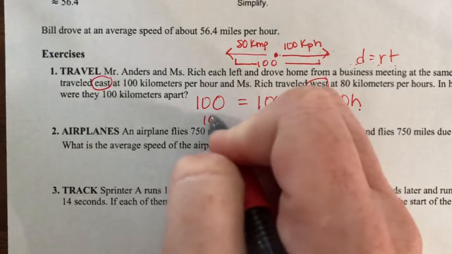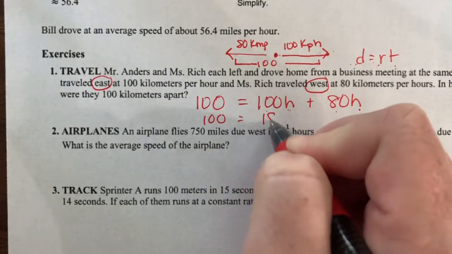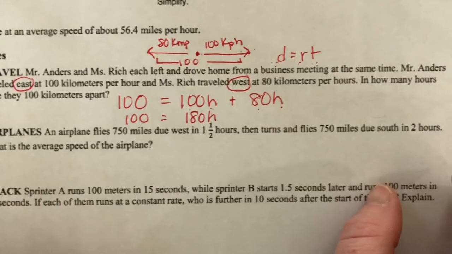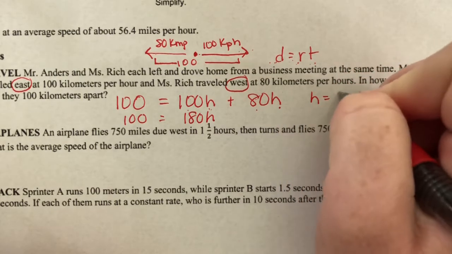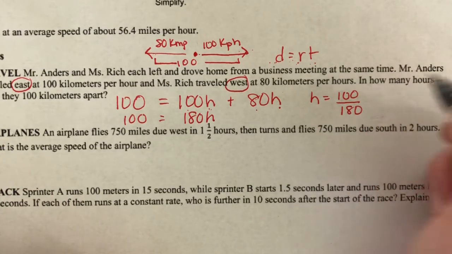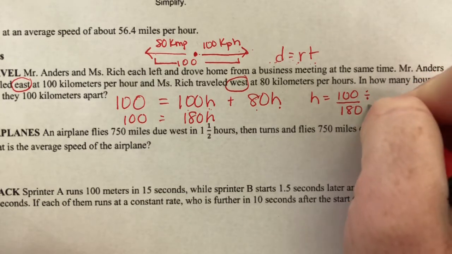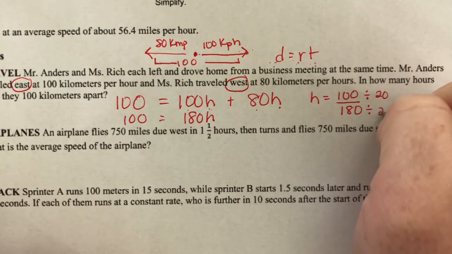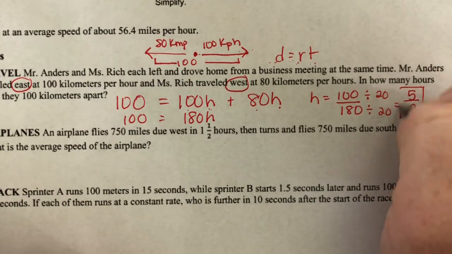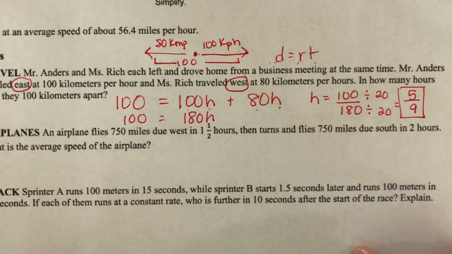So then I can solve that. 100 equals, combine like terms, 180h. To get h alone, I'm going to divide both sides by 180. So h equals 100 divided by 180. And I can start simplifying that. I could change it to a decimal, but there's no decimals here, so I don't want decimals if there's none in the problem. So I'm going to divide the top and the bottom both by 20. 100 divided by 20 is 5. 180 divided by 20 is 9. So they went 5/9 of an hour. They didn't even go a total hour.